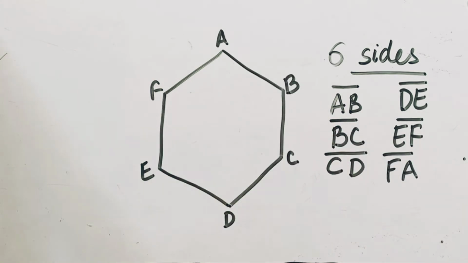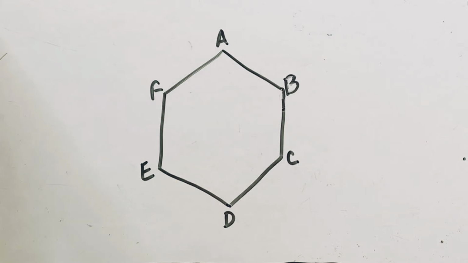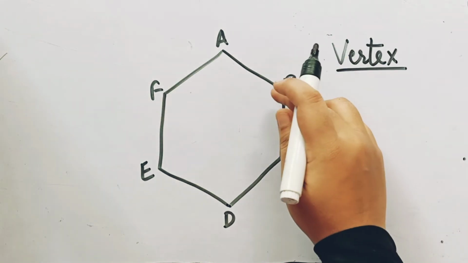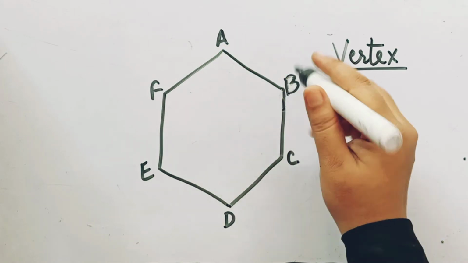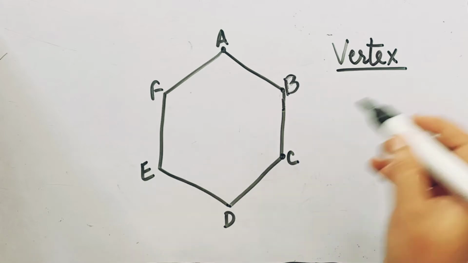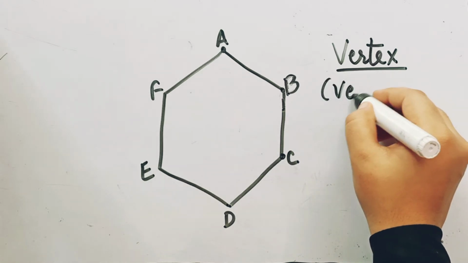Now next comes the vertex. What is a vertex? A vertex is the point of meeting of two sides. This is a vertex, this is a vertex, this is a vertex. And the plural of vertex is vertices.